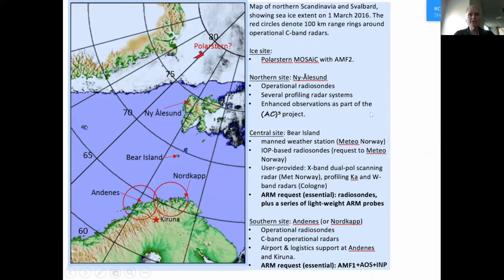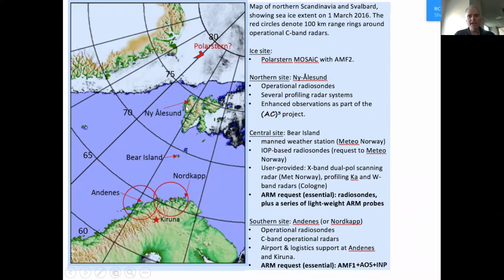So looking at our project, here is a map of northern Scandinavia showing where we envision that the sea ice extent might be for our project. This is looking at where it was on 1 March 2016. And the red circles designate the range of some of the operational C-band radars that are present in the north of Scandinavia here. So here's where the Polarstern might be, as associated with the MOSAiC project.